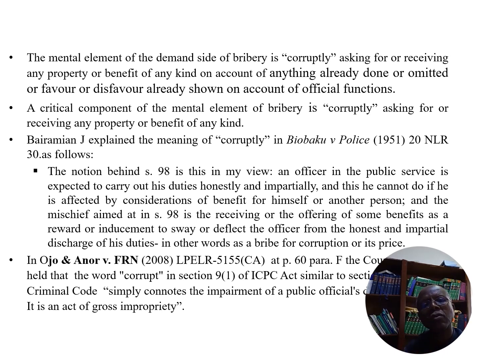Now, the criminal code does not provide any definition for the word corruptly, and it has been left for the courts to reason out what constitutes corruptly. In other words, it is not enough to prove that a public officer asks for, demands, or obtains, or attempts to obtain property or benefit of any kind on account of official functions. It's not enough. That demand, that asking, that obtaining, that receiving must have been done corruptly. So what constitutes corruptly in this instance?